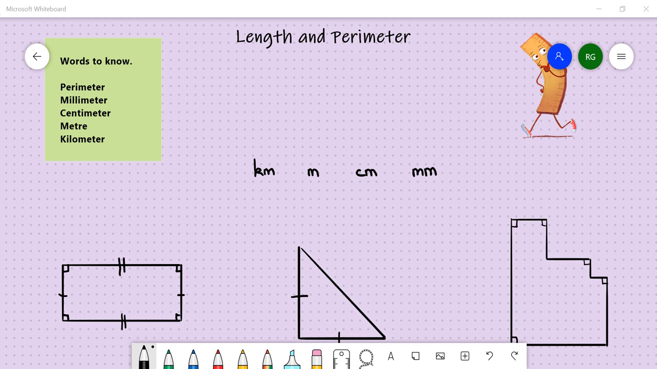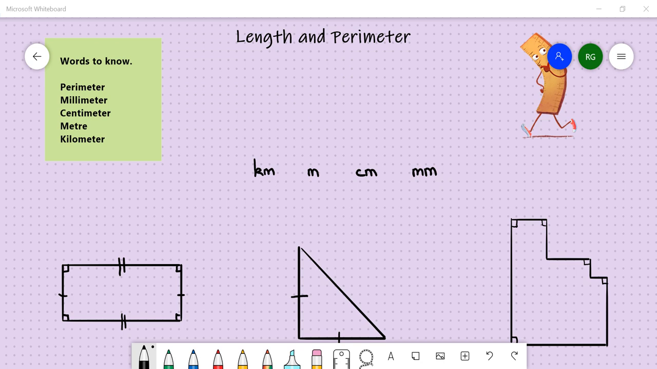We're going to be starting this new unit on measurement and introduction to Pythagoras' theorem. The very first unit within this larger unit is going to be on length and perimeter.